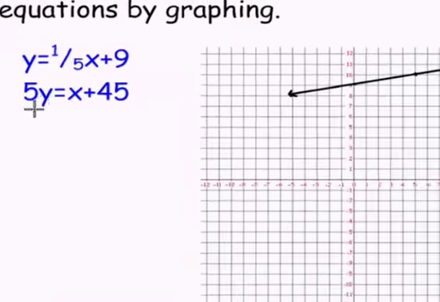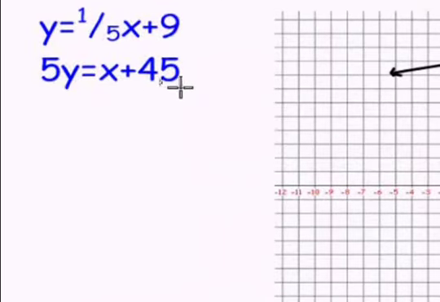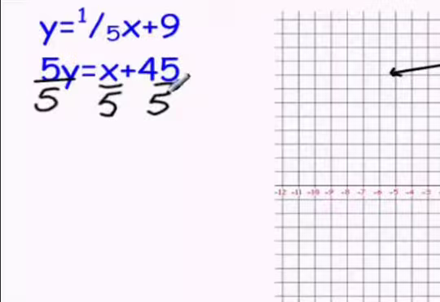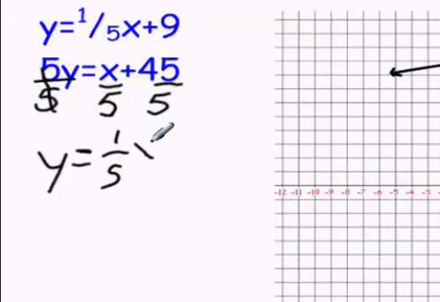Next I want to graph 5y equals x plus 45. Well, this is not in any form that we recognize, but we can change it to slope-intercept form. Let's divide both sides by 5, and everything over here gets divided by 5. These 5's cancel. So y equals 1/5 x plus 9.